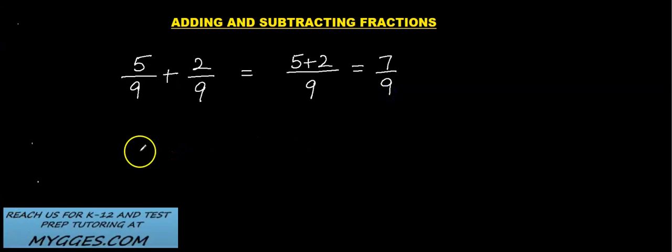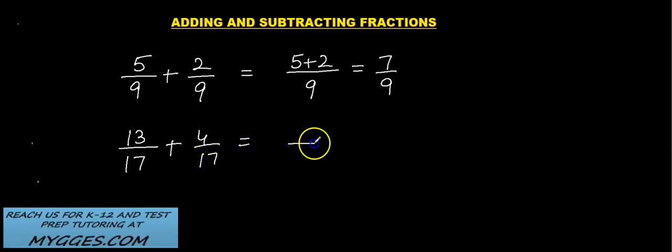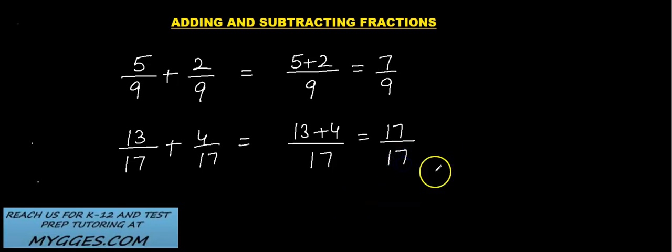Let's try out another example. If we have the fractions 13/17 and 4/17, we take the denominator and add the numerators, and that will give us 17/17. Now you can always check if you can simplify your final answer. So always write your answer in a simplified form. So this will give us 1.